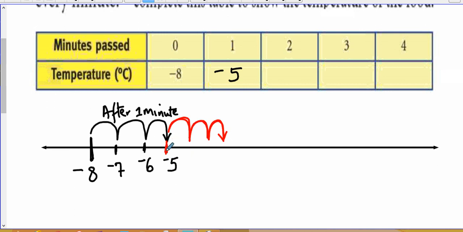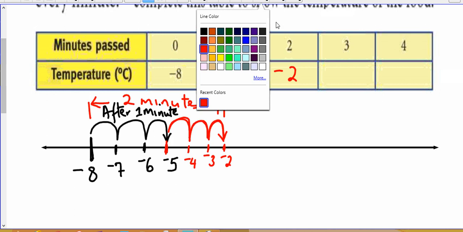So to the right of -5, we have -4. We have -3. We have -2. Okay. So from -5, count 3 degrees centigrade. 1, 2, 3. So after the second minute, the total time will be 2 minutes. So from here to here, time will be 2 minutes. Until here. So after 2 minutes, the temperature will be -2 degrees centigrade.